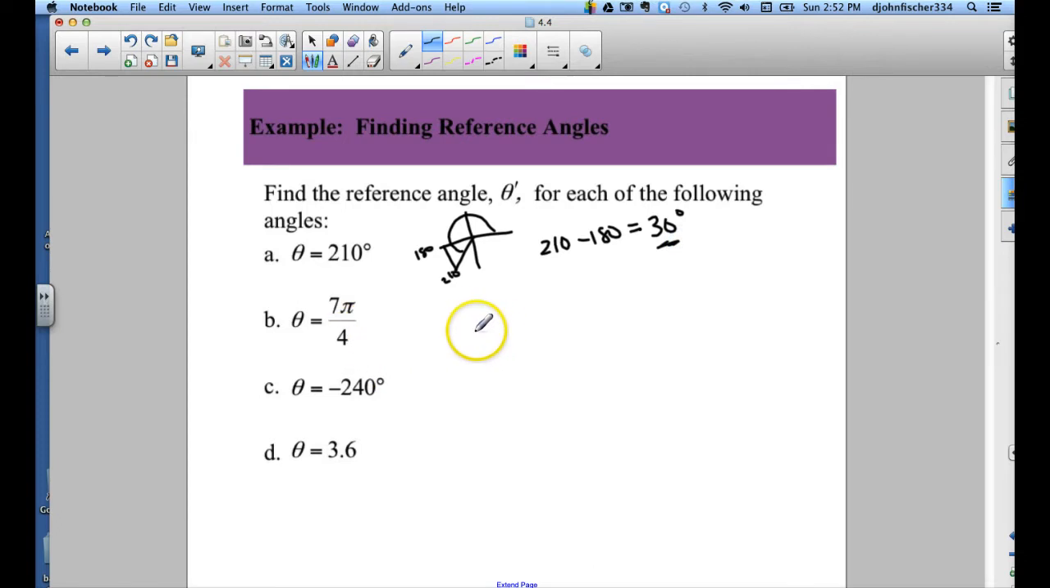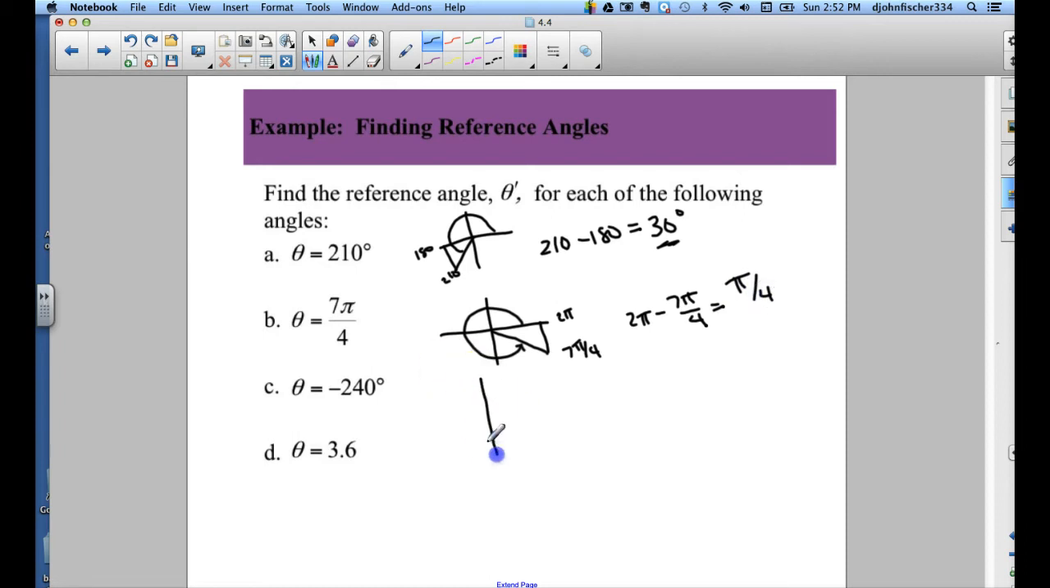7 pi over 4. Now some people might have to change this to degrees, but 7 pi over 4 is right over here, because 8 pi over 4 is 2 pi, which is a full circle. Now if I draw that back, here's 2 pi, here's 7 pi over 4. So if I take 2 pi minus 7 pi over 4, I'm going to get pi over 4 as my reference angle.